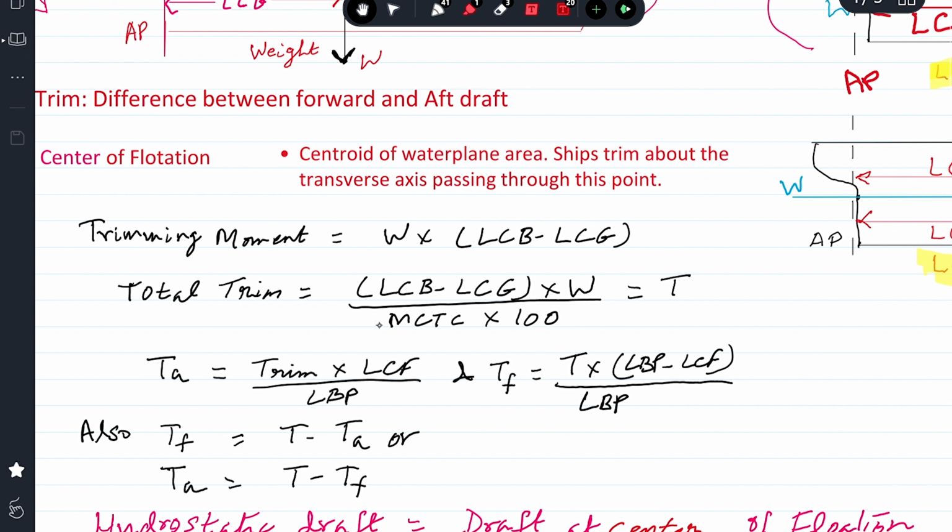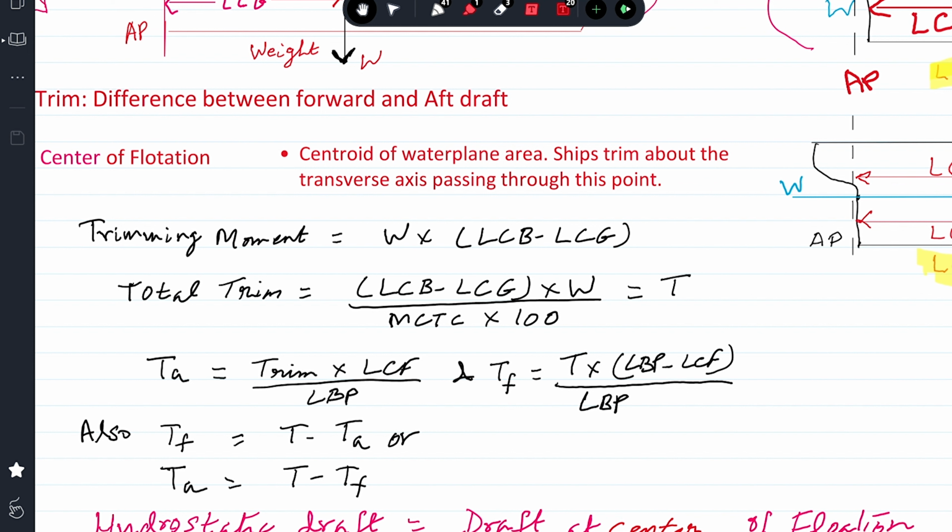So how do we proceed in questions where the hydrostatic particulars of a vessel are given? First thing, we find the final displacement. We have the initial drafts, initial displacement. We find out how many tons of cargo we have to load or discharge, so we get the final displacement. Against the final displacement, we enter the hydrostatic particulars and we get the hydrostatic draft.